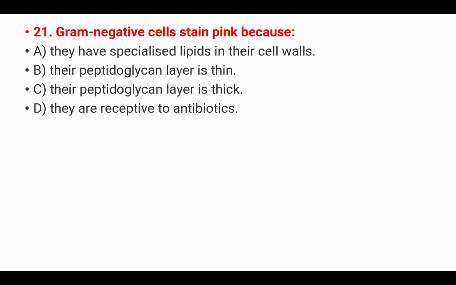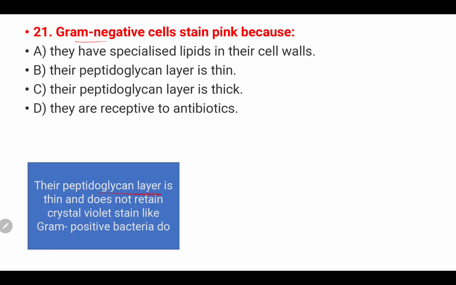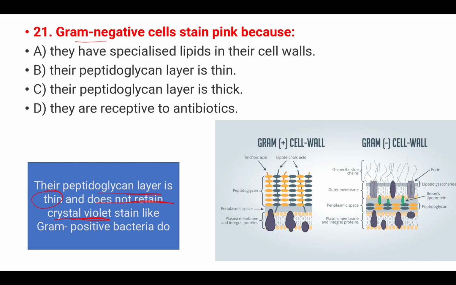Now let us move on to the 21st question. Gram-negative cells stain pink because, see, it is all because of the peptidoglycan layer. Here, their peptidoglycan layer is thin and it does not retain crystal violet stain like gram-positive bacteria do. Hence, see here, this is a gram-positive and this is a gram-negative. You can have a look at this. See, this is a peptidoglycan, this yellow color. And here, see, peptidoglycan layer.